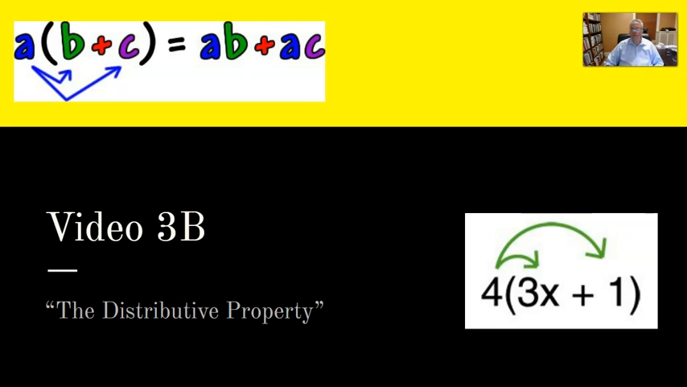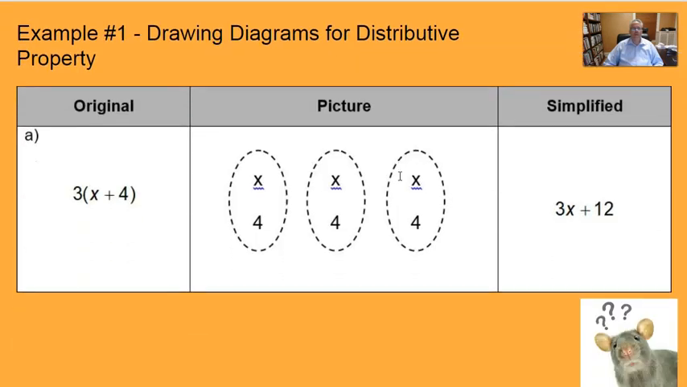Welcome to video 3B. In this video, we're going to talk about a very important property of numbers that's used all the time in Algebra 1, and that is the distributive property. All right, so we're going to introduce it by drawing some diagrams. This one's kind of already done for us, so this is an example we're going to follow.